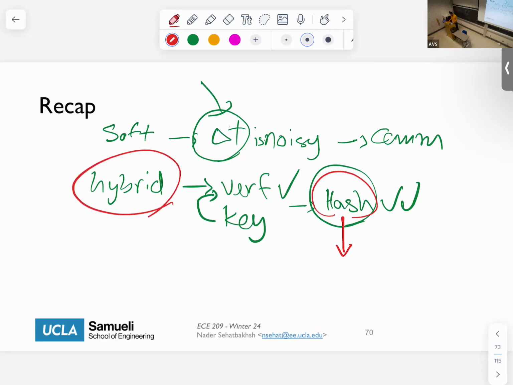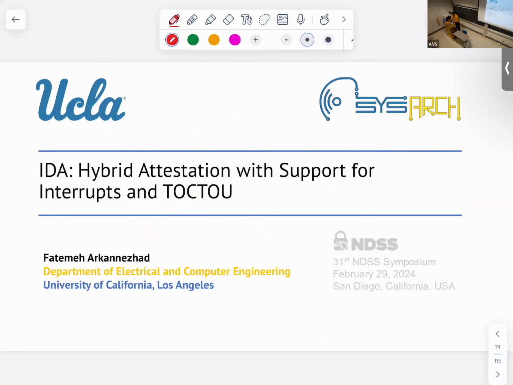But hybrid methods have three problems. One is that it has to be uninterrupted, it has to be DMA free, and it cannot really protect us against the TOCTOU attack. Okay, so these are the three problems that we have with the hybrid methods. All right, so in order to fix that, this is actually what our group has recently developed.